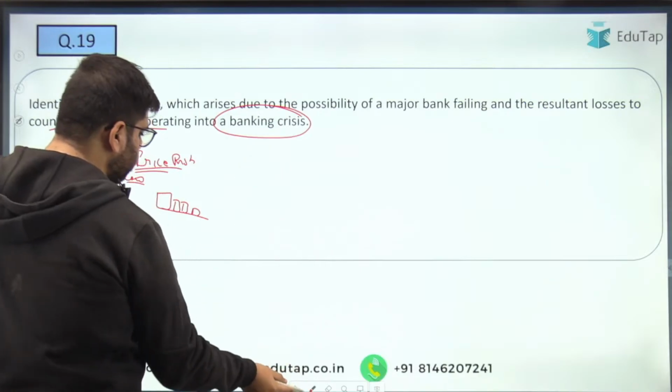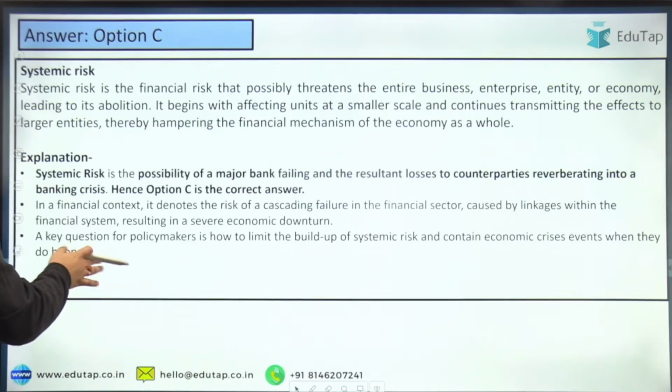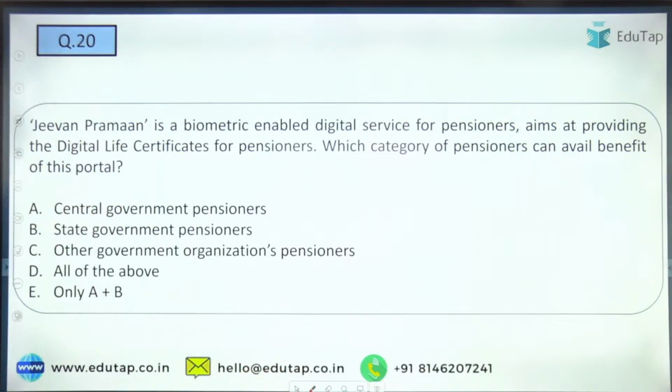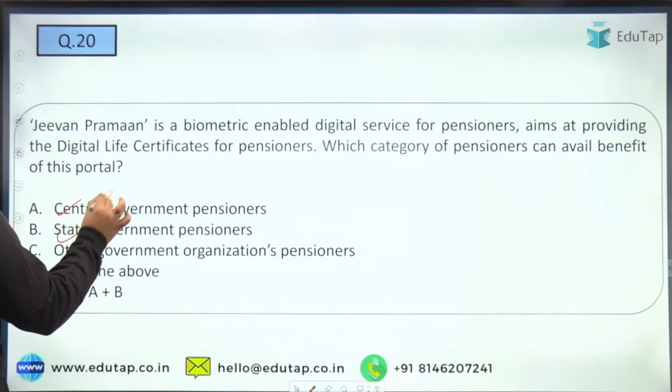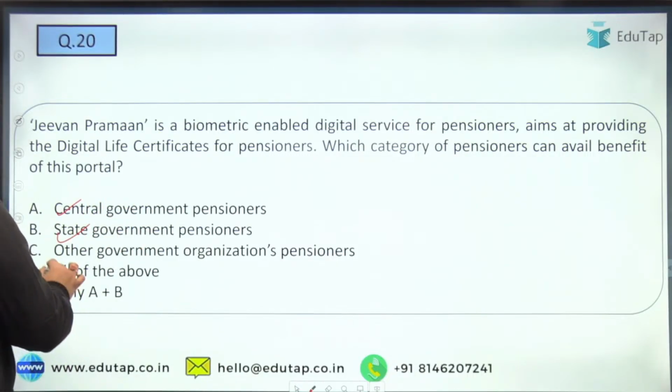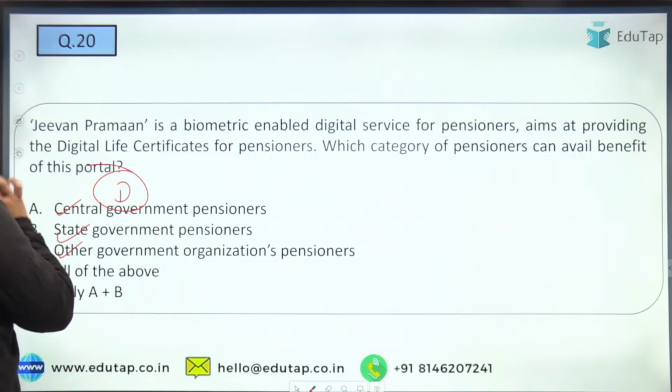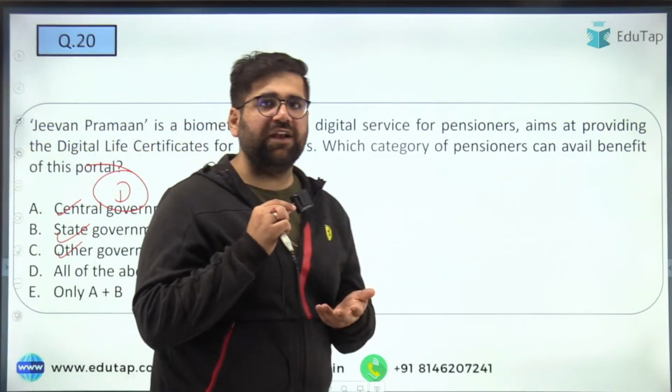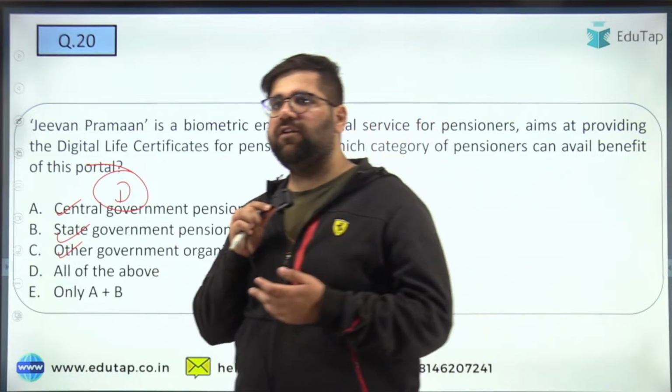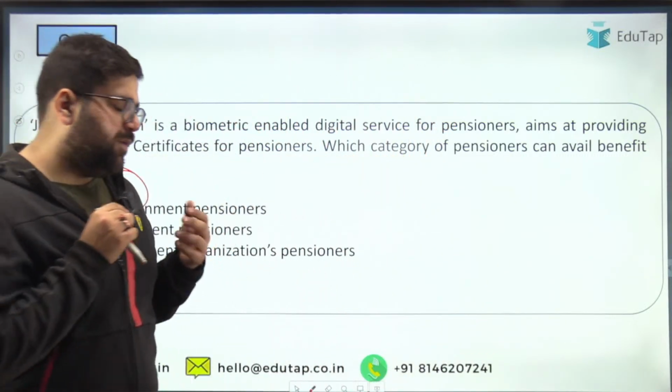Last but not the least is question number 20, which is based on one of the portals of the Government of India, Jeevan Praman. Jeevan Praman is the biometric enabled digital service for pensioners, aimed at providing digital certificates for pensioners. Which category of pensioners can avail benefits from this portal? Jeevan Praman will work for central government employees, state government employees, and other government organizations as well. So your correct answer will be option number D. It's a kind of e-governance thing, wherein many people who are eligible to receive pension will be getting certificates.